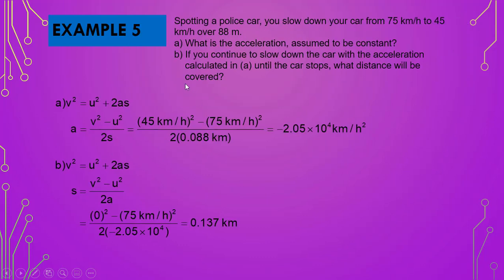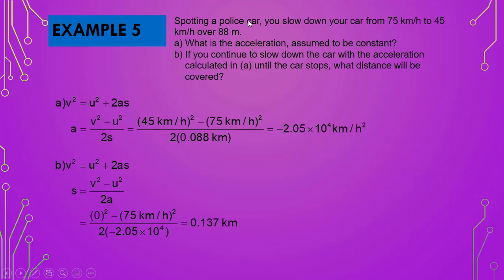Now we discuss example 5. Example 5 says that on spotting a police car, you slow down your car from 75 km per hour to 45 km per hour over 88 meters. A. What is the acceleration, assumed to be constant? And B, if you continue to slow down the car with the acceleration calculated in A until the car stops, what distance will be covered?